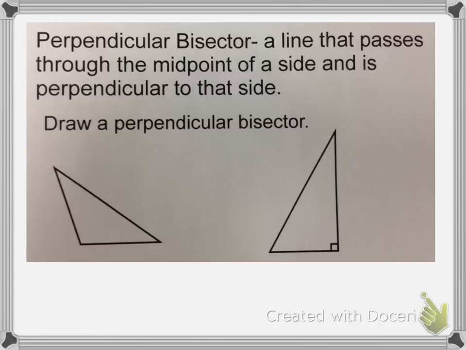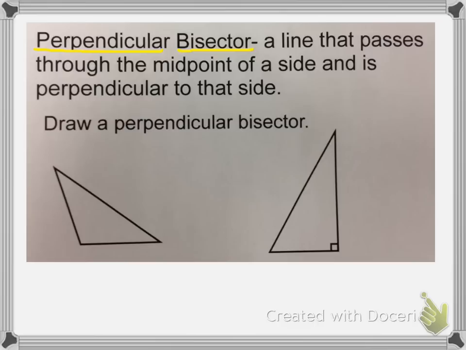All right, now we talked about this one the other day, the perpendicular bisector. Perpendicular means that it's doing a right angle, and bisector means that it's splitting in half. So a perpendicular bisector is a line that passes through the midpoint of a side and is perpendicular to that side. Now the cool thing about a perpendicular bisector is that it doesn't always have to be from a vertex of a triangle. Let's look at the triangle on the right.